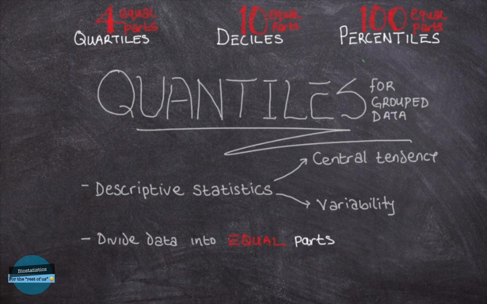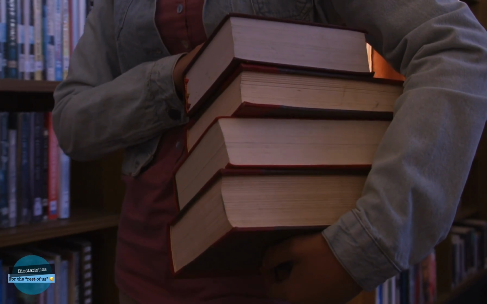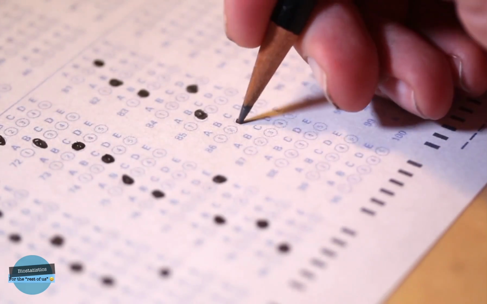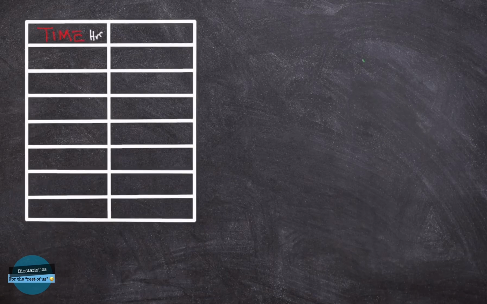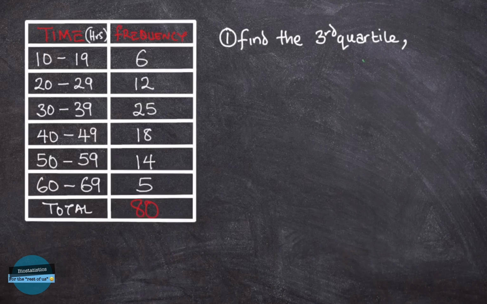Let's use an example to demonstrate how to compute quantiles. 80 medical students from Ahmadu Bello University College of Medical Sciences were randomly selected to determine if a relationship exists between the number of hours spent reading and examination performance. The data below is the grouped frequency distribution of the number of hours they spent reading in the week preceding their last exam. Question 1. Compute the third quartile, the third decile, and the 90th percentile.